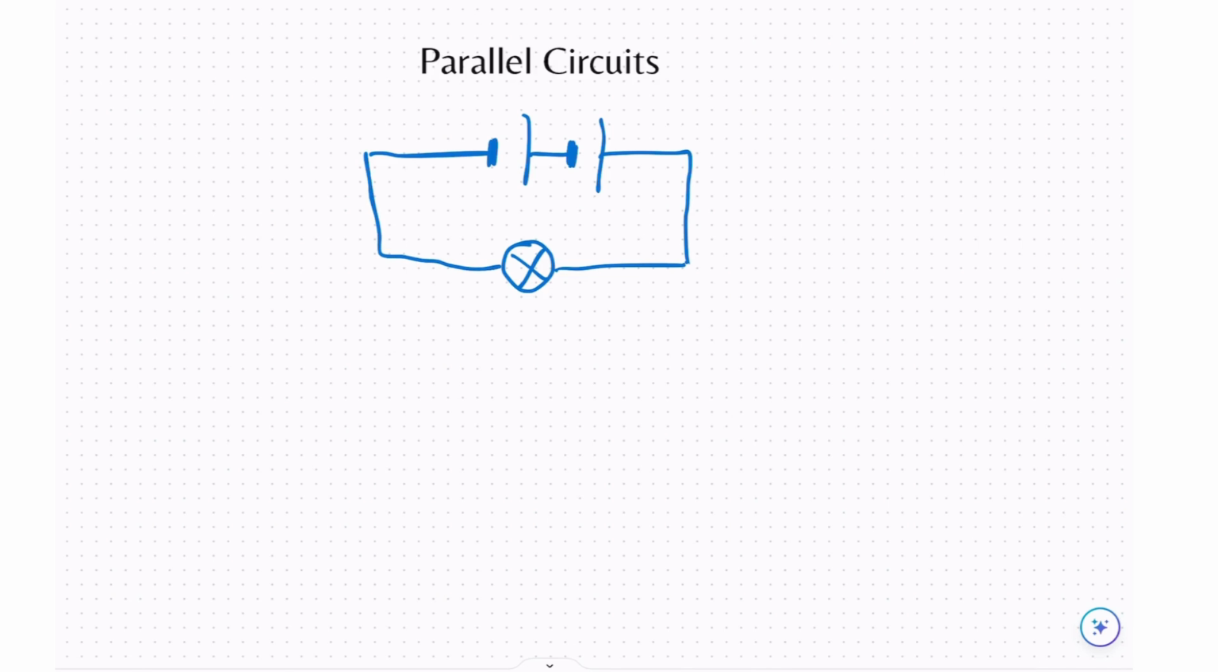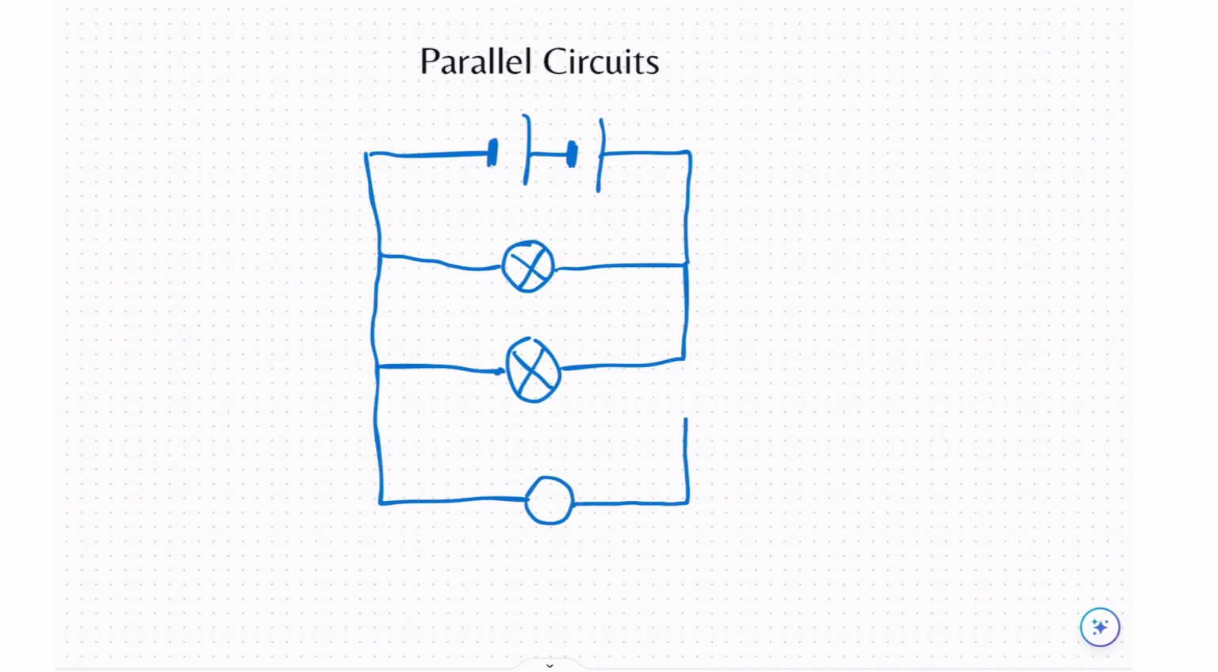Okay, so that's a series circuit to start with. And then if I draw another branch here and another bulb, that's a parallel circuit. Okay, and it's all to do with the parallel lines of the circuit. And we can even draw a third one in here and draw a circle there. Okay, now each of those branches make up the parallel circuit.